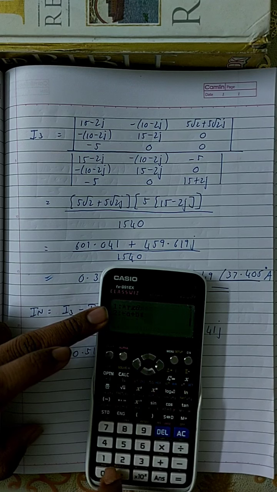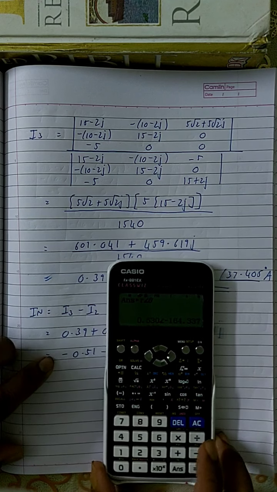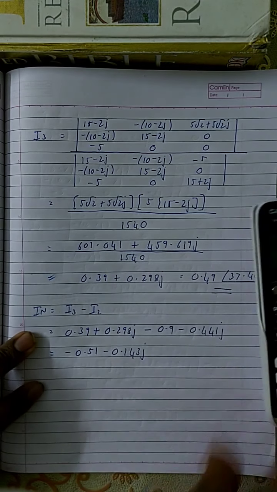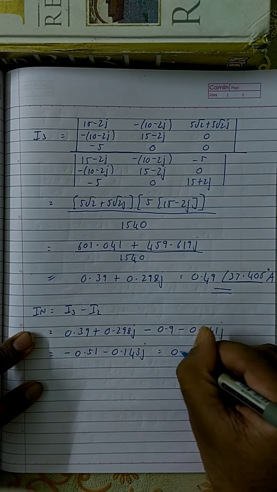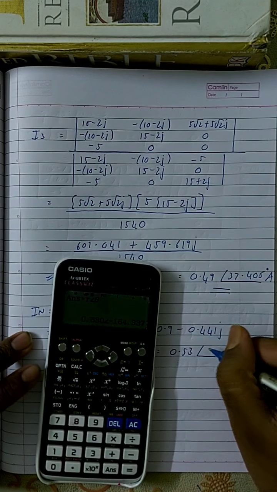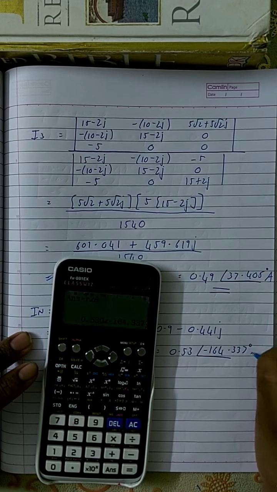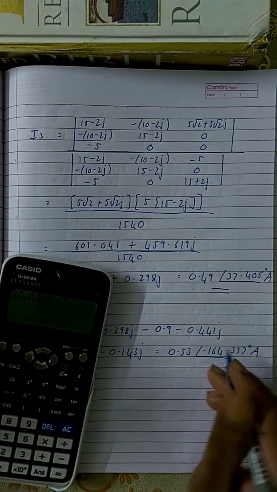Let me convert this to polar form, and I get the value of IN as 0.53 angle minus 164.337 degrees amperes. This is the value of IN.